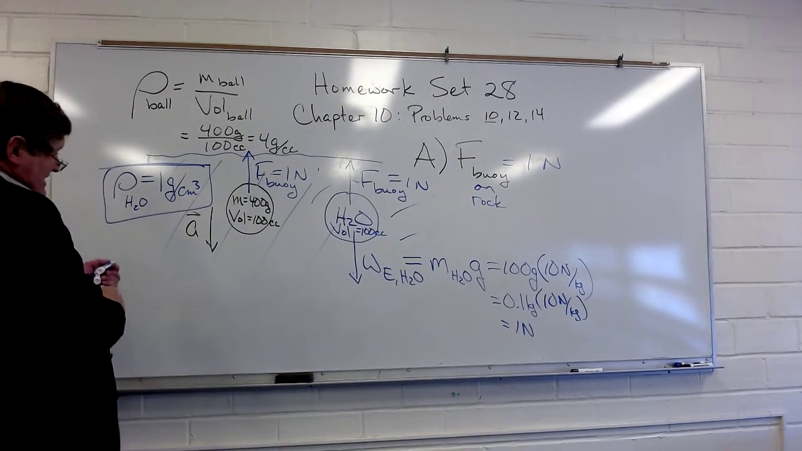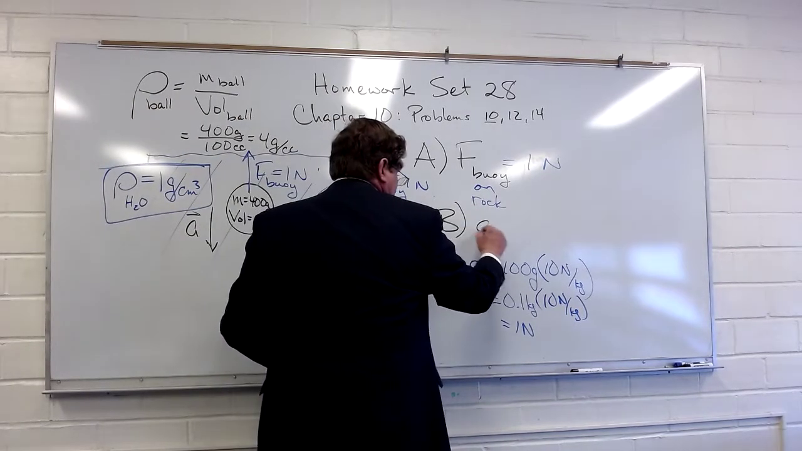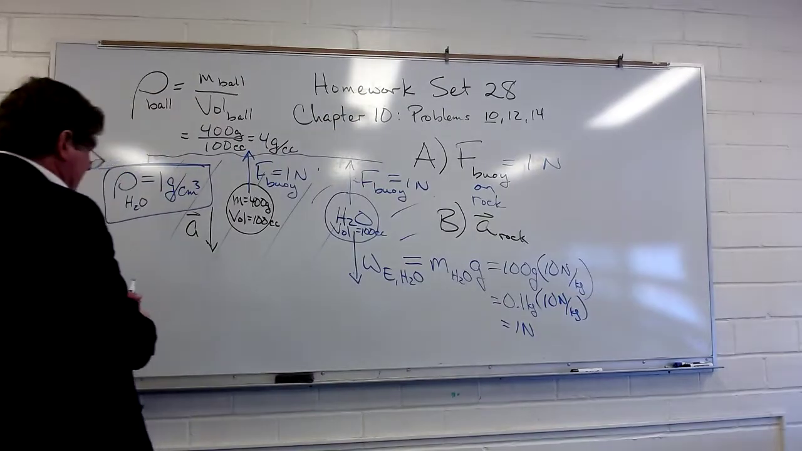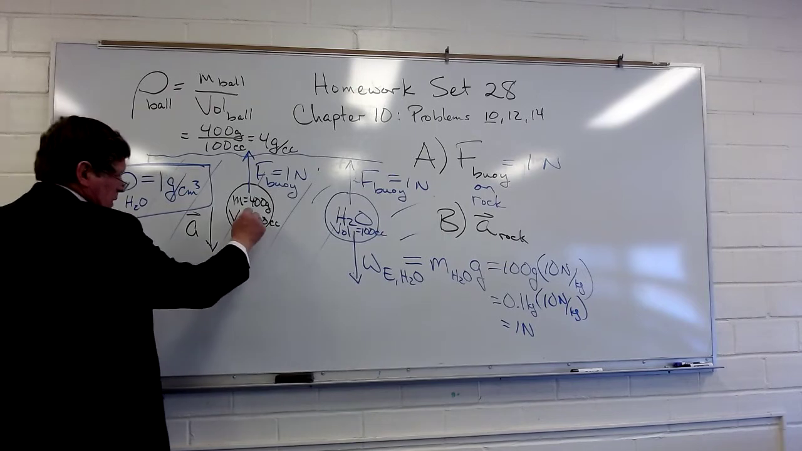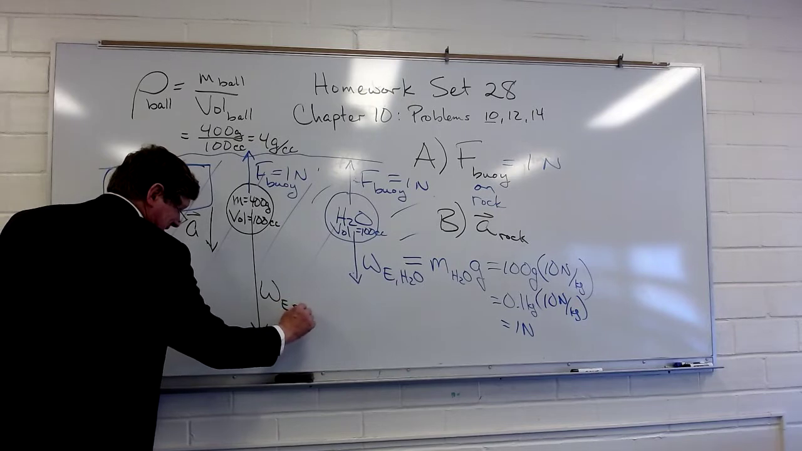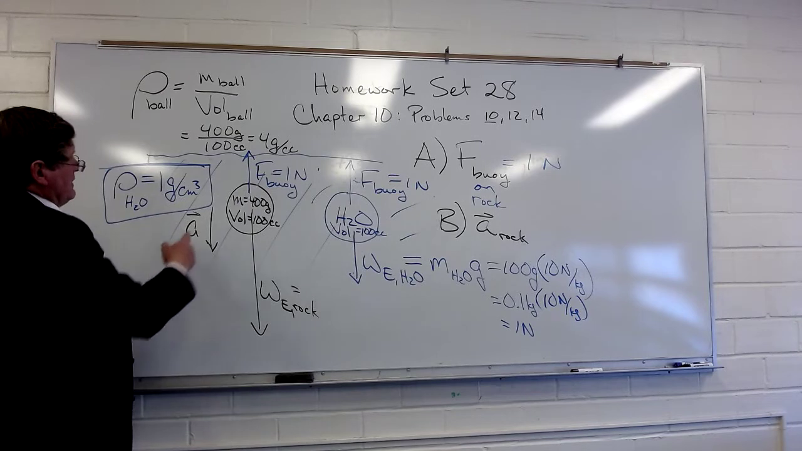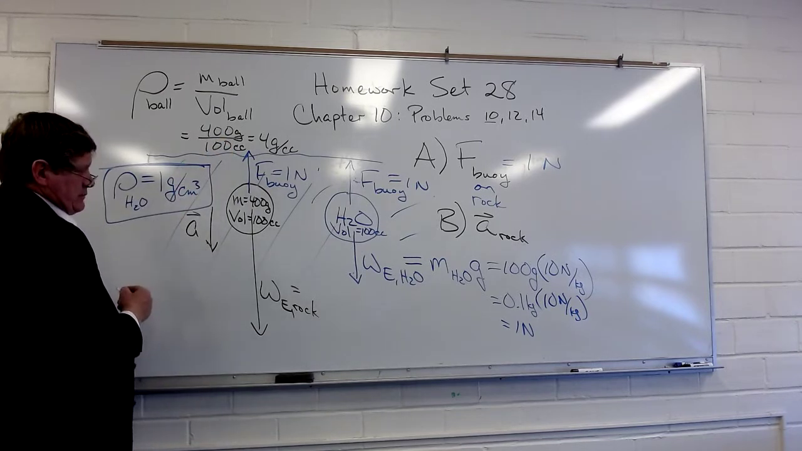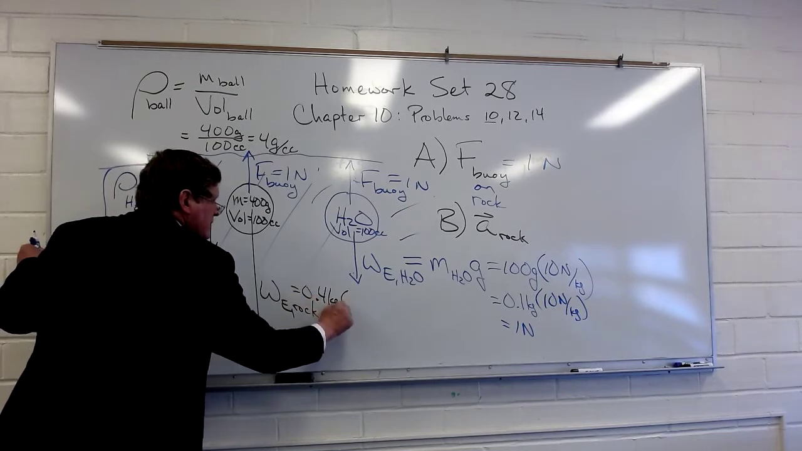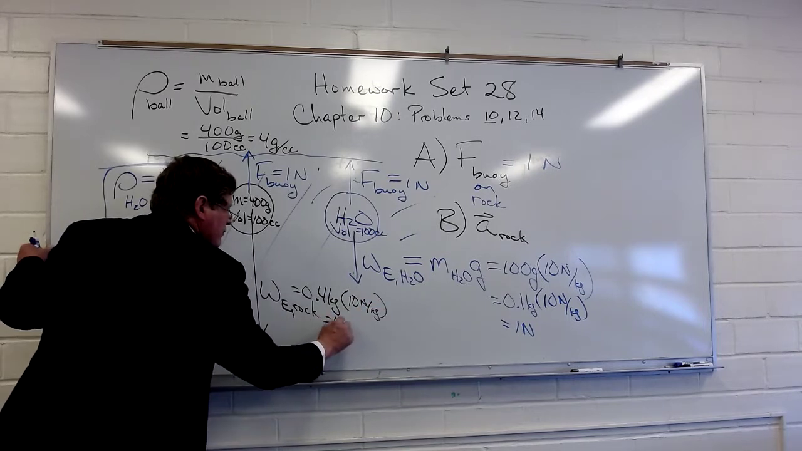Now, part B asks us to find the acceleration of the rock. Well, I know the direction is down, and that's because the weight force of this rock is going to be bigger than 1 newton. How big? Well, I've got 400 grams for the mass, and I've got to write that as 0.4 kilograms times 10 newtons for each kilogram, and that's going to be 4 newtons.